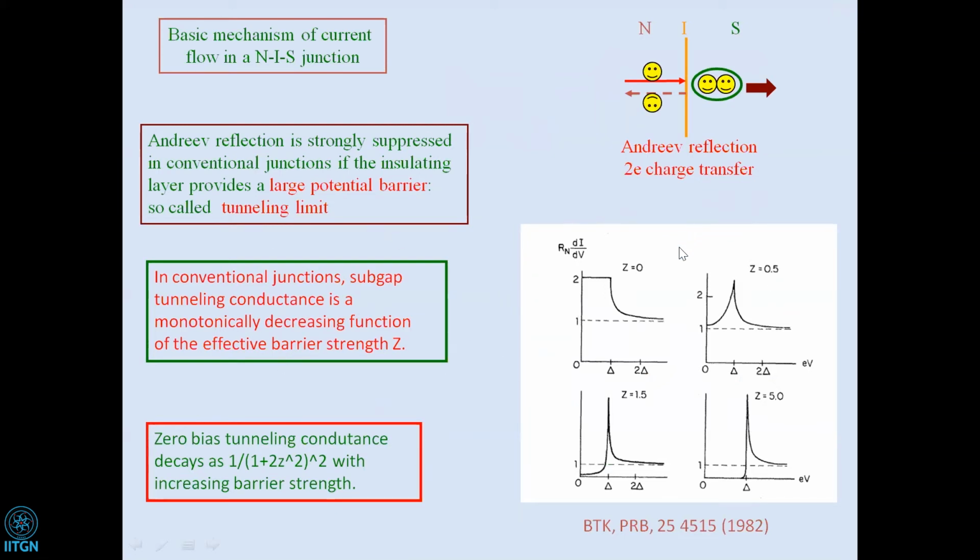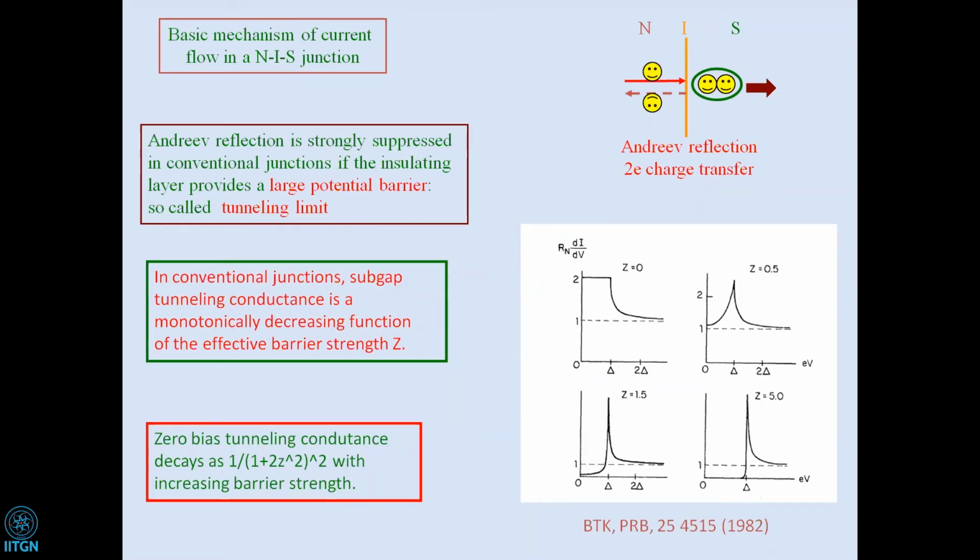So, for example, if you take a dimensionless barrier strength, which characterizes this barrier, as Z, and if you go from Z equal to 0 to large Z, you see that the tunneling conductance inside the gap, which is due to the Andreev process, dies down very quickly. Okay? And apparently it dies down as 1 over (1 plus 2Z squared) whole squared, that is as 1 over Z to the 4 in the limit of large Z. And this is something that one can show. Okay. There is a classic paper by Blonder, Tinkham, and Klapwijk which has done this analysis, and this is something that you can go through.